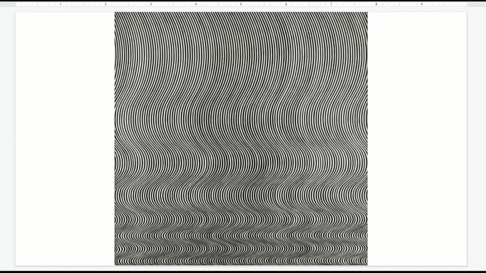Op artists put colors, shapes, and patterns together in ways that create an optical illusion. This can make an image look like it's moving. Here's another example.